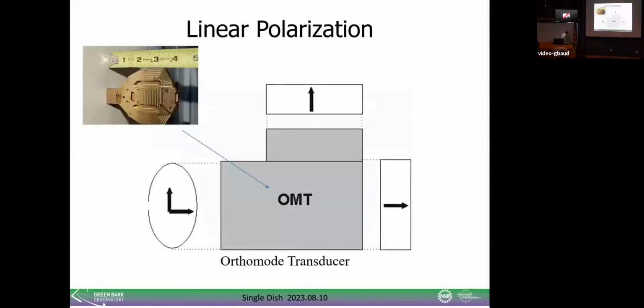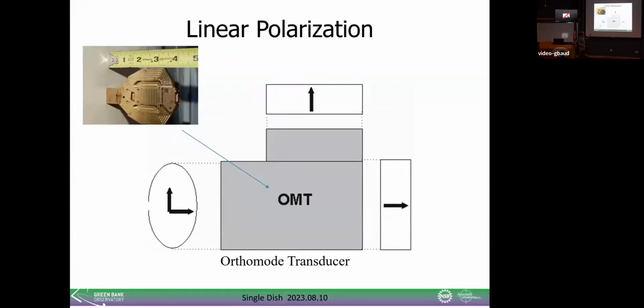So these receivers, of course, you want to have maximum mapping speed. That's what single dish is all about, is maximizing mapping speed. You want both polarizations. You have to detect them separately, and so you have to have a device to do that. Most of these receivers have some kind of electromagnetic device that detects both polarizations.